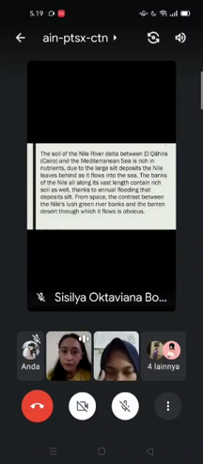The soil of the Nile River delta between El Kahira, Cairo, and the Mediterranean Sea is rich in nutrients, due to the large silt deposit the Nile leaves behind as it flows into the sea. The banks of the Nile along its vast length contain rich soil as well, thanks to annual flooding that deposits silt. From space, the contrast between the Nile's lush green riverbanks and the barren desert through which it flows is obvious.